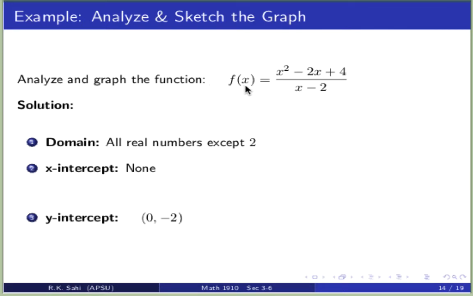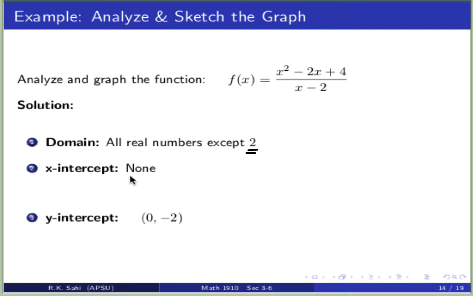So we have the function x squared minus 2x plus 4 over x minus 2. First thing, the moment you notice, everything is well, but 2 is not happy: when you plug in 2 for x, you have a 0 in the denominator. So that means the domain is everything but not 2. And we also know that is where the vertical asymptote is.